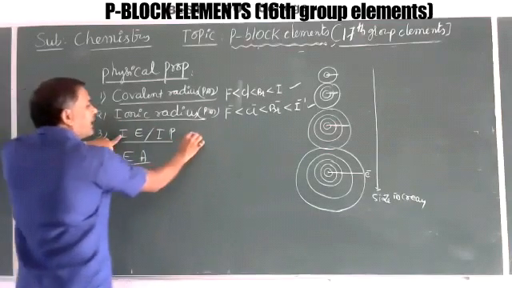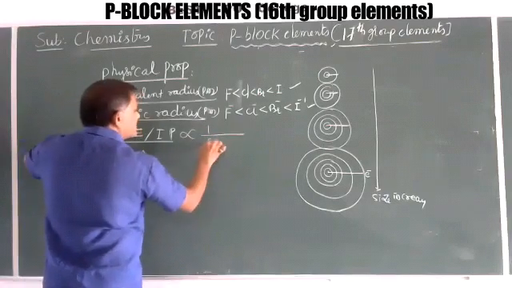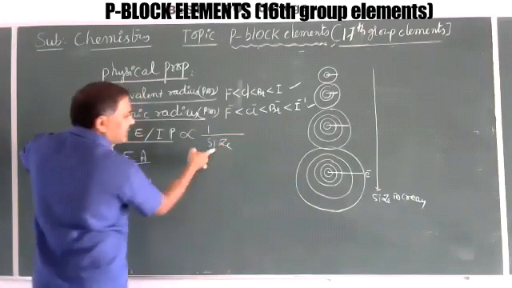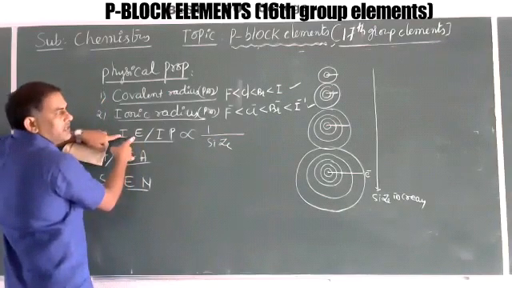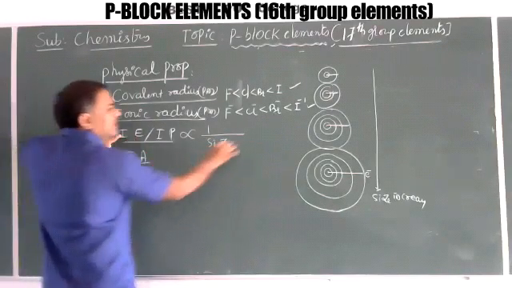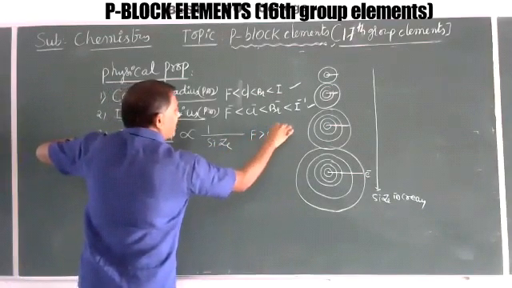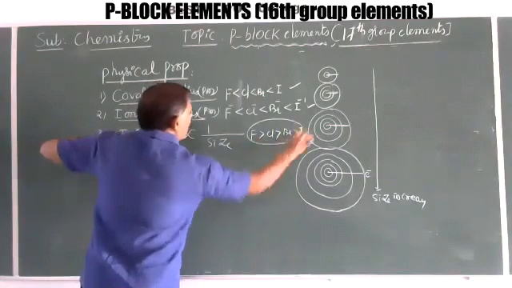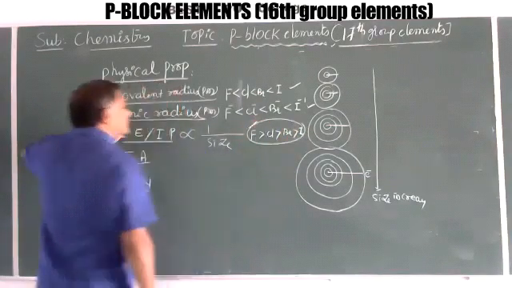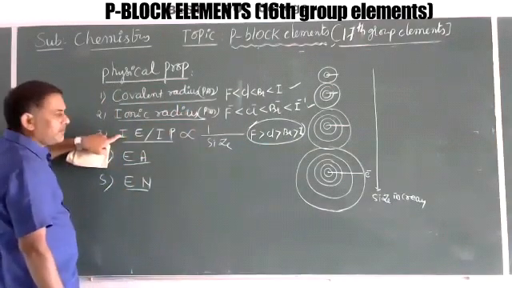Now ionization energy is inversely proportional to size. Size increases, ionization energy decreases. On the basis of this, fluorine is greater than chlorine, is greater than bromine, is greater than iodine. So fluorine has the highest ionization energy among all these elements.